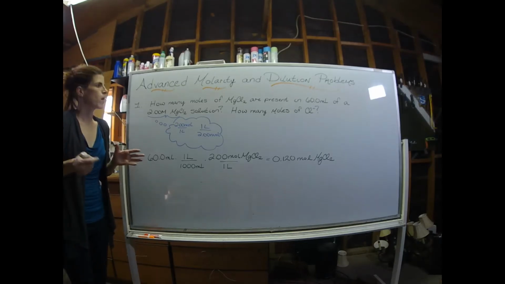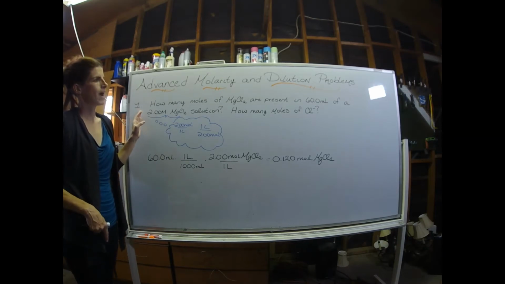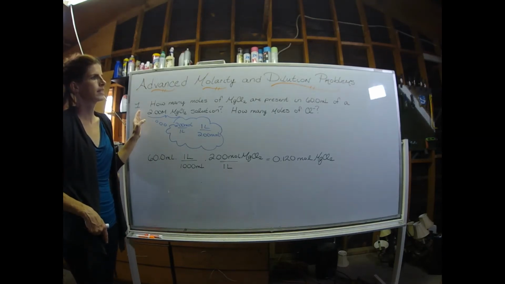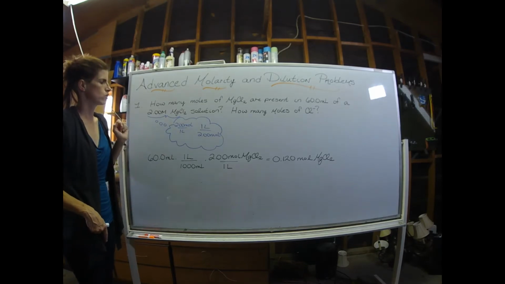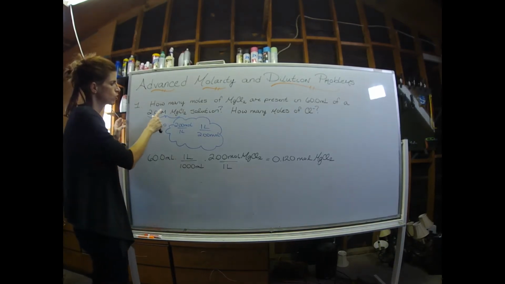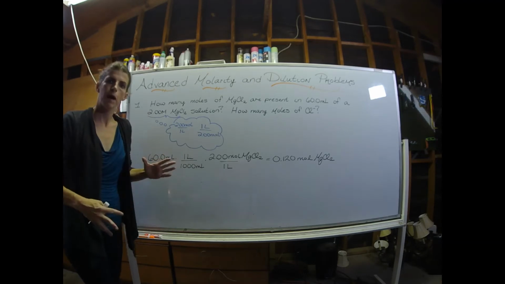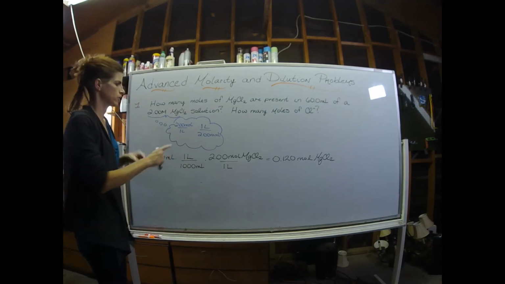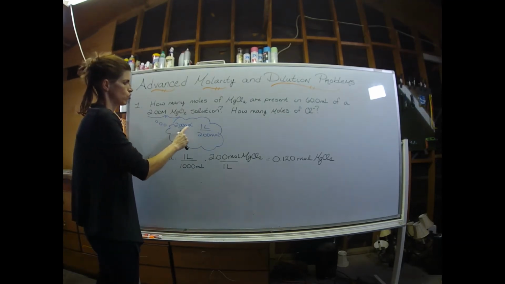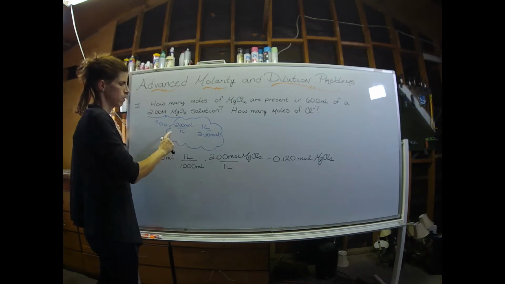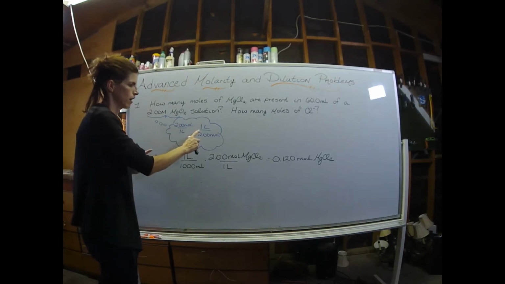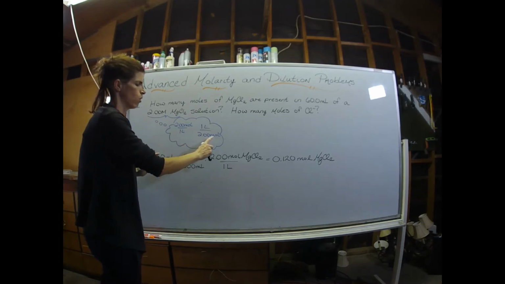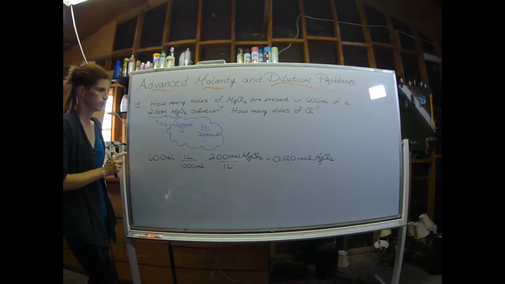Let's look at number 1. How many moles of magnesium chloride are present in 60 mL of a 2 molar magnesium chloride solution? When I saw 2 molar, I started thinking about creating a conversion factor. We could say there's 2 moles of magnesium chloride per 1 liter of the solution, or I could flip that and write 1 liter has 2 moles of magnesium chloride.